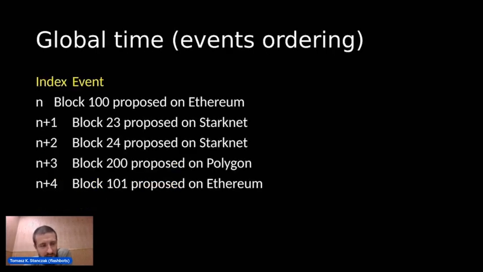And when we think about global time, the ordering of events, we show that we want to sequence events from multiple domains. It can be, as in this example, Ethereum, Starknet, Polygon blocks happening one after another. What we want to achieve is to say that Ethereum block 100 happened before block 23 on Starknet, and we want all the participants of this market to agree on this ordering of events. So you have to find some solution to that, and we can propose something, but this is not necessarily easy. Might be. I think it's open for discussion.